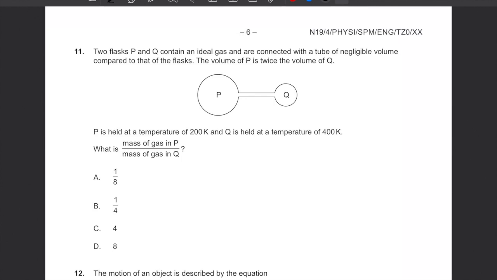Okay, question 11. We have two flasks with an ideal gas in them, the same ideal gas, and they're connected, so the pressure has to be the same. So let's write down the ideal gas law in the form of PV equals NkT. Now we have two situations, P and Q, so I'm just going to label those. The pressure has to be the same, so we can write two expressions for the pressure, put those two equal to each other, and then we can start cancelling out.